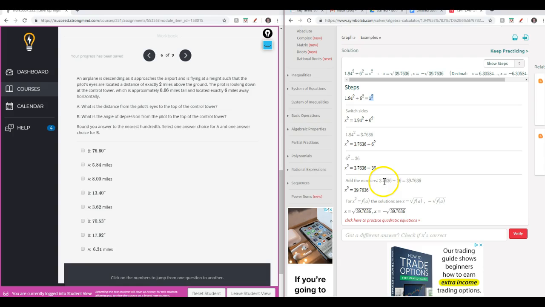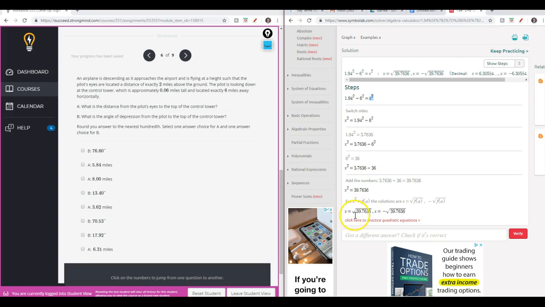We add the numbers, 3.7636 plus 36, and that equals 39.7636. So then that's how they went from this step to this step. And so now this is just saying that when you have an x squared, the solutions are the square root of that right-hand side and the negative square root of the right-hand side.